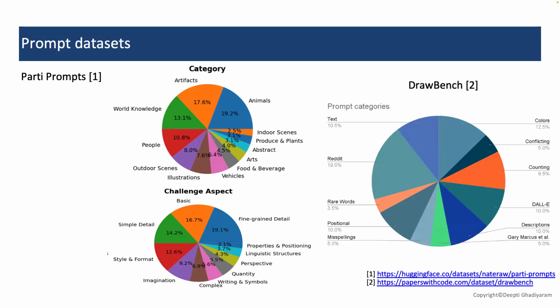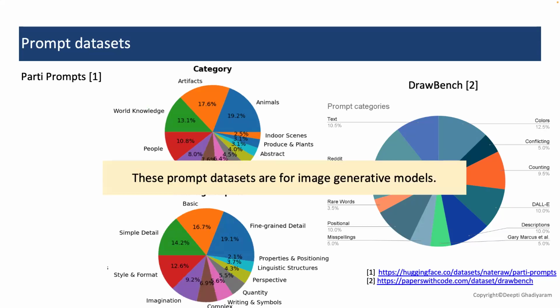DrawBench is another similar collection. Again, the motivation here is to put together a challenging collection of prompts to probe any new model and understand how good they are on certain challenging aspects. Now, these are great collections, but we have two key issues. One is that these are for image generative models, not for videos. And these are not as widely adopted as we would want them to be in the literature. So again, every new paper or article comes up with its own collection of prompts that they use to compare their model with any previous model.